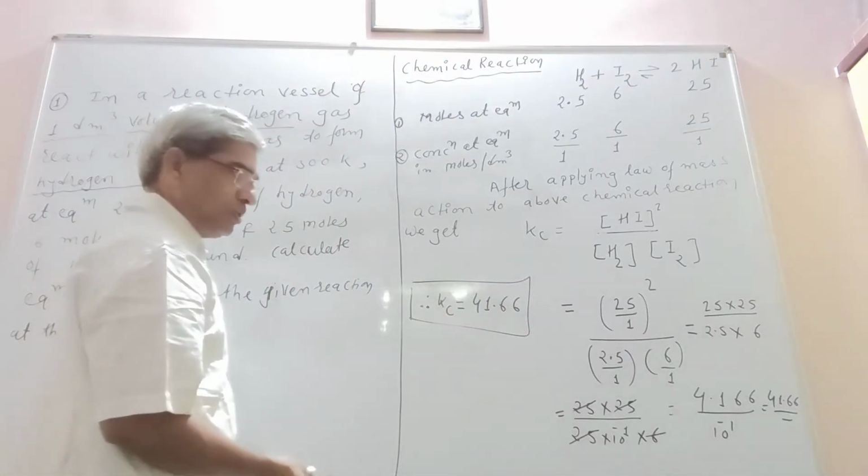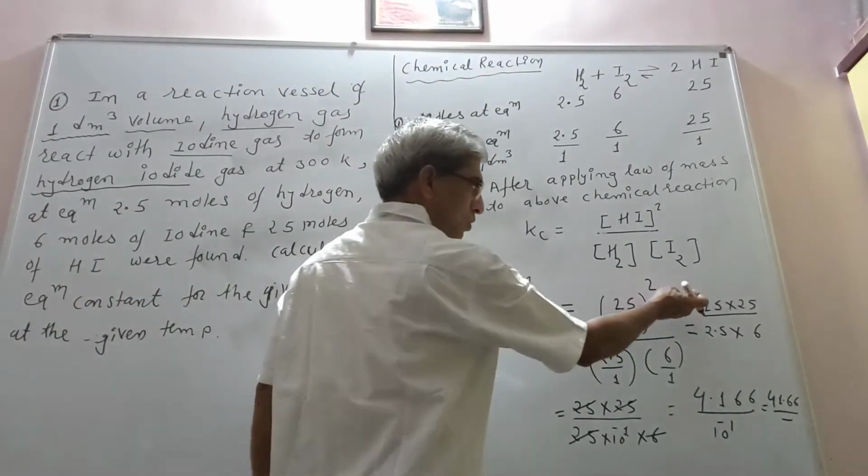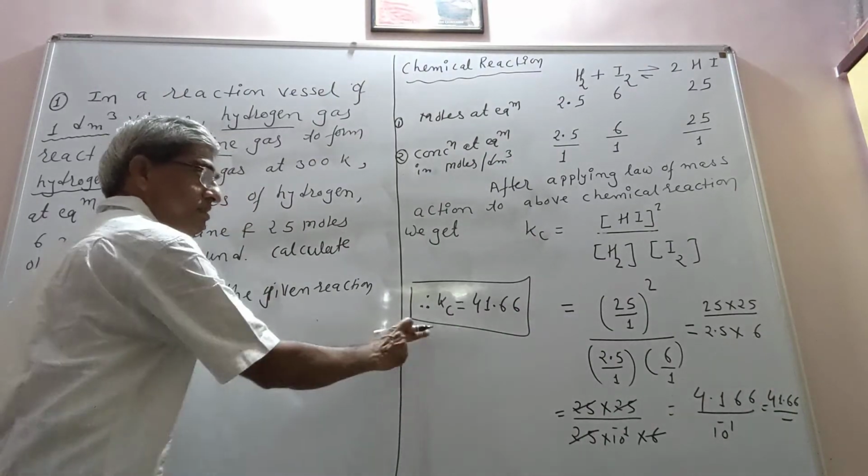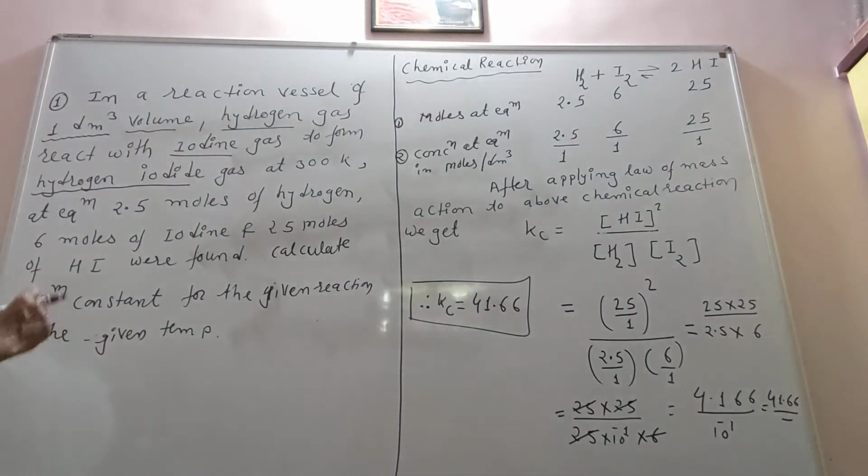It has no unit, right? Because moles per dm cube get cancelled. This is your final answer for the given numerical, right? I will repeat the same.